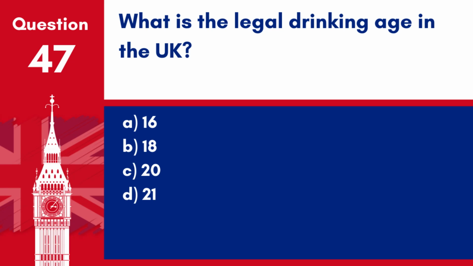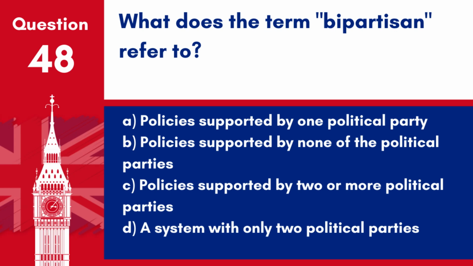What is the legal drinking age in the UK? A. 16. B. 18. C. 20. D. 21. Answer: B. 18. The legal age to purchase and consume alcohol in the UK is 18 years old. Question 48. What does the term bipartisan refer to?